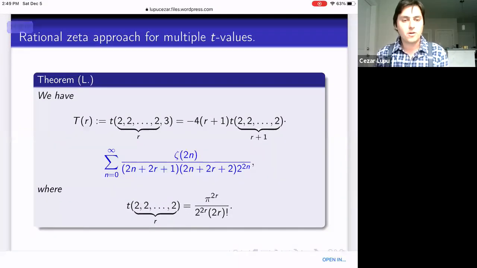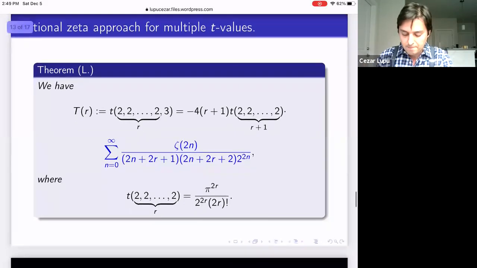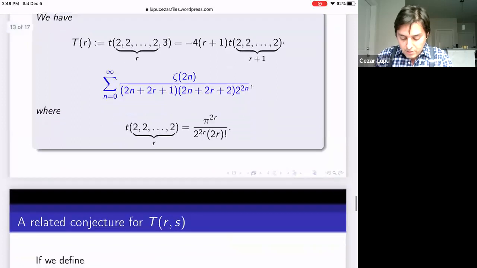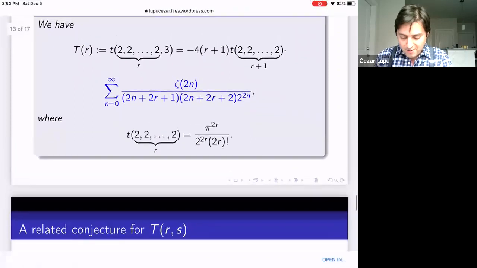So the following theorem is true. If we have this T of r, the multiple t values involving 2s and 1, 3, we can express this in terms of this rational zeta series. And of course, we have this number T(2, 2, 2, ..., 2) with 2r plus 1 twos, which has an exact formula similar to the Hoffman and Zagier evaluation. But the question is, we don't know how to manipulate this because we have an infinite series involving coefficients of zeta(2n). But there is a way to get rid of this, and I'll explain immediately.